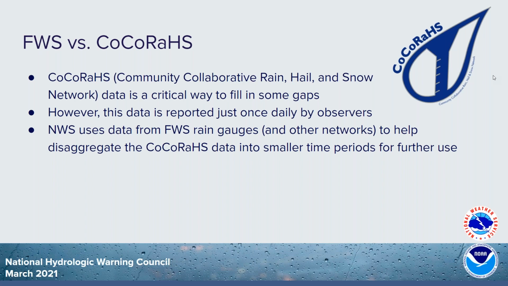So let's say that the CoCoRaHS observer reports half an inch of rain in 24 hours, but the nearby flood warning system gauge only reported that it rained between noon and 6 p.m. Then here at the RFC, we can take that half an inch of rain that was reported by the CoCoRaHS observer and put it all in the time block between noon and 6 p.m. rather than spread over the entire day.